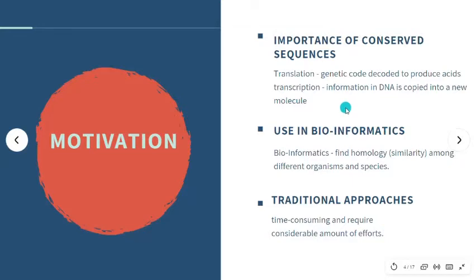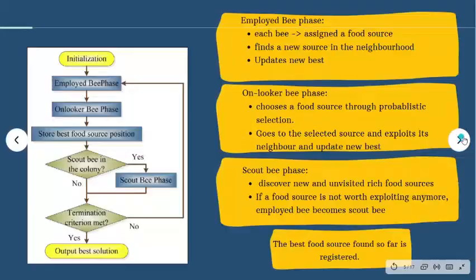Moreover, these conserved sequences are very useful in bioinformatics, and they're specifically used to find similarity among different organisms and species. Thirdly, there has been research done on finding conserved sequences, but the traditional approaches that we have are time consuming and do require considerable amount of effort. So in order to find a more improved solution, we have this ABC algorithm.